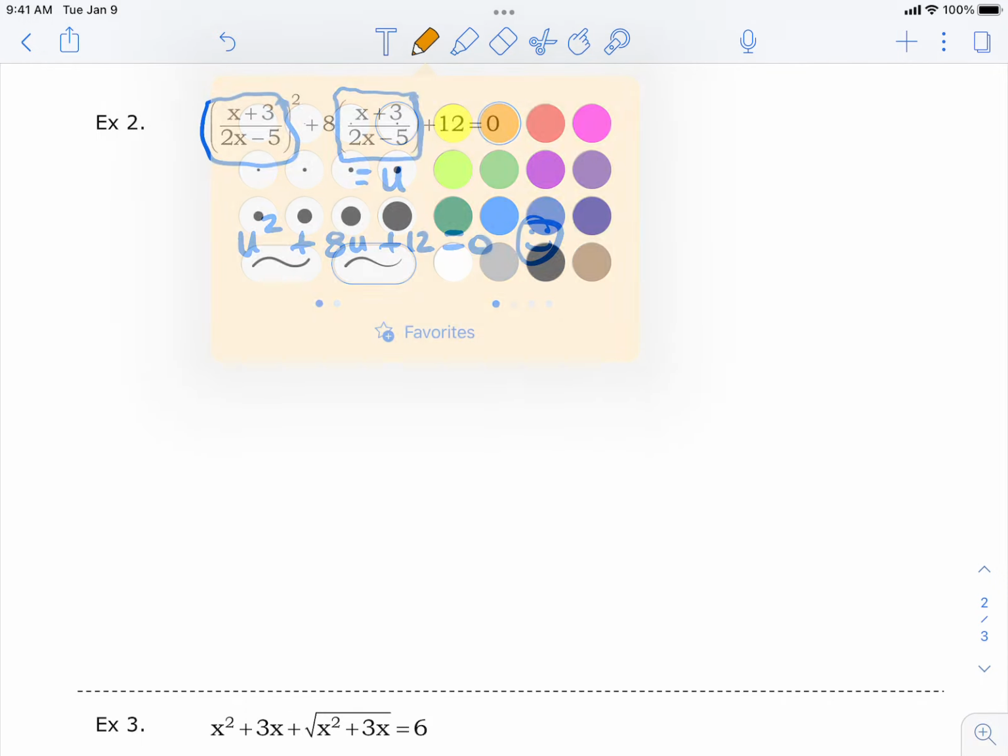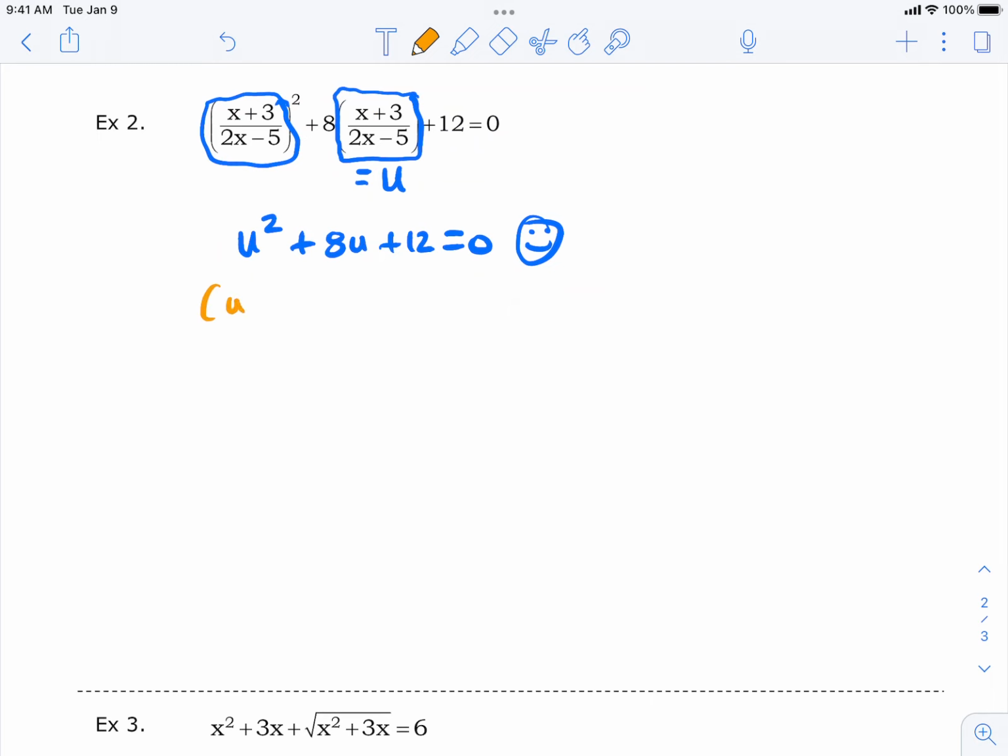Let's solve that thing. Hey, it's a quadratic. We could probably factor it. That's usually what happens. Let's see. Two numbers that multiply to 12 and add to 8. That would be 2 and 6. (u + 2)(u + 6) = 0.